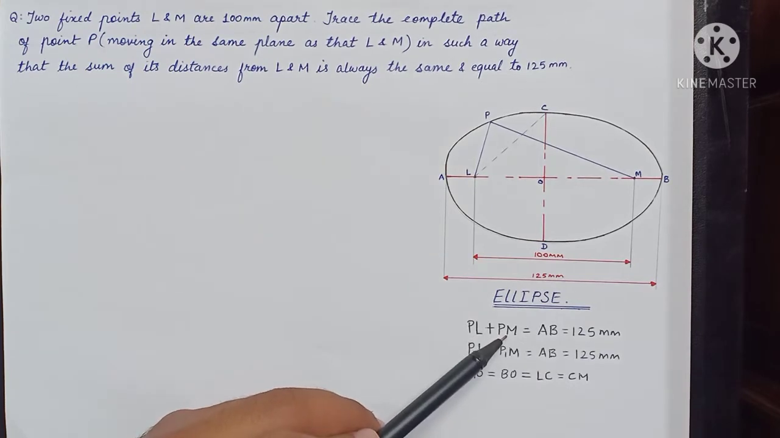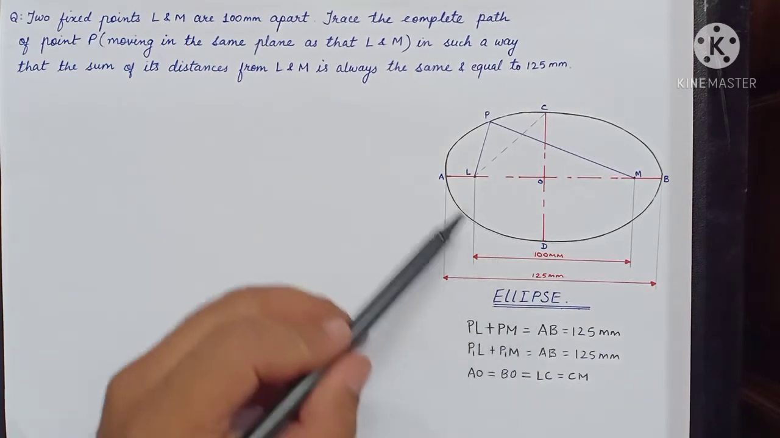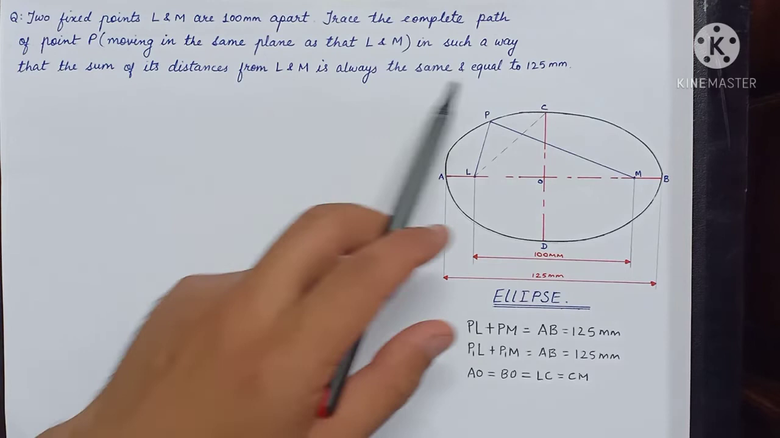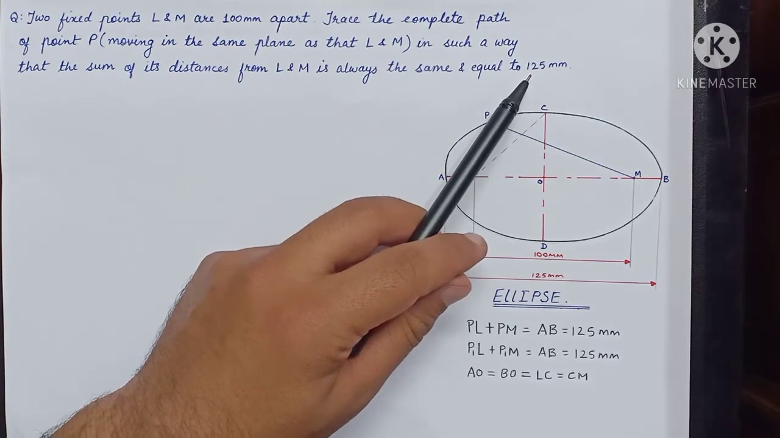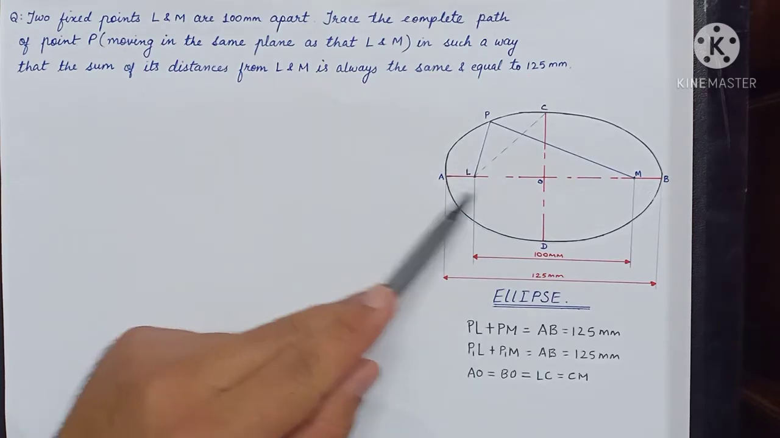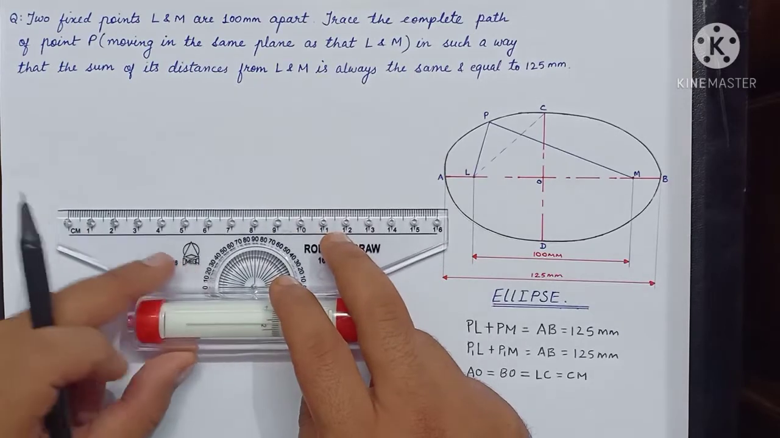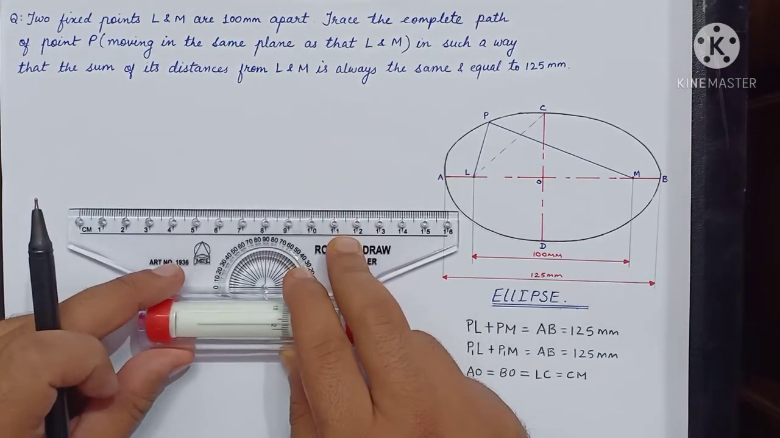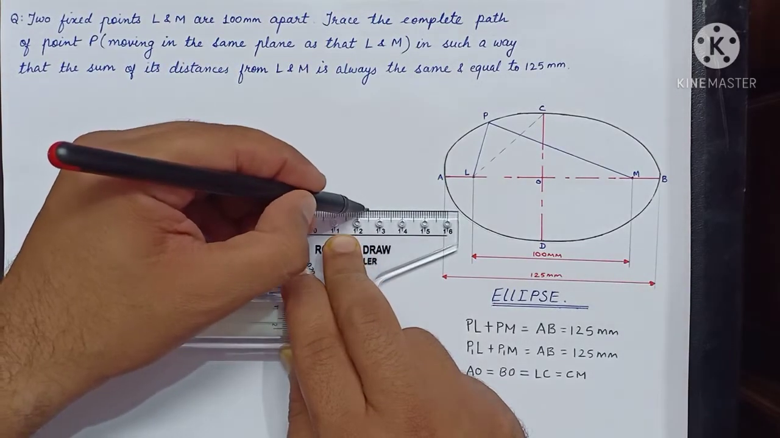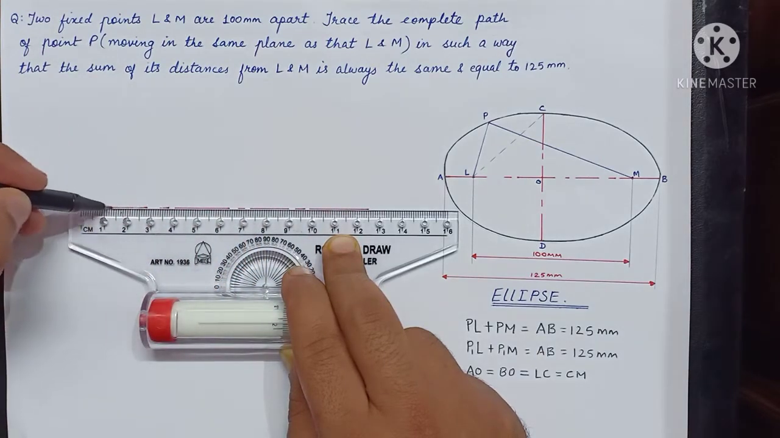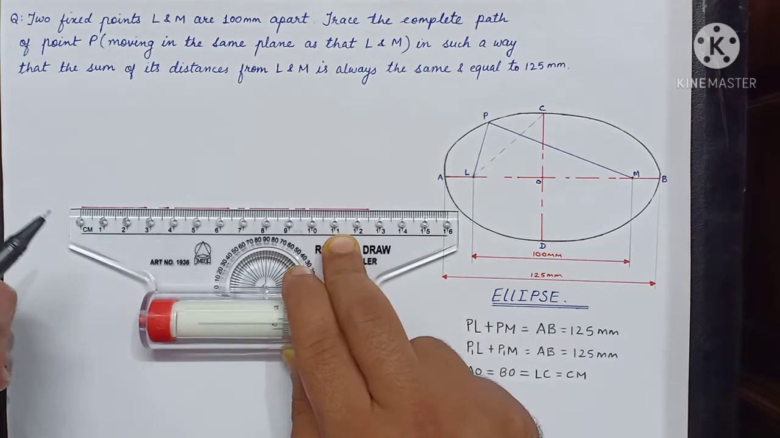PL plus PM is also equal to AB, that is major axis, and that will be 125 mm, which shows that the total distance which is mentioned 125 mm will also be equal to the major axis AB. So we get AB. So we can draw major axis AB, that is 125 mm, with center at 62.5 mm.